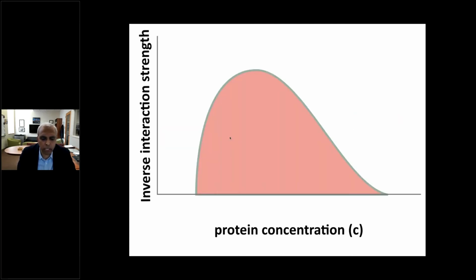So a typical coexistence curve would look something like this, shown in green. Basically, this would be plotted in a two-parameter space where the x-axis refers to protein concentration, and the y-axis refers to some measure of interaction strength, the idea being that the interaction strengths between molecules are weakening as we go up, and therefore this is referred to as the inverse interaction strength.